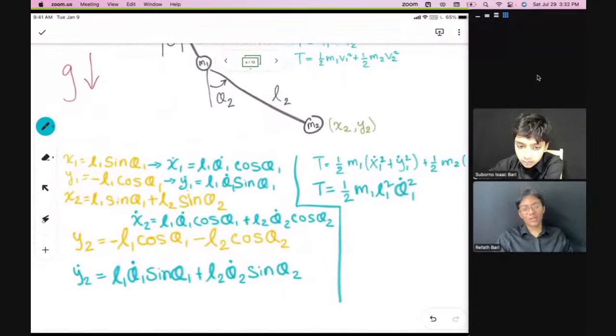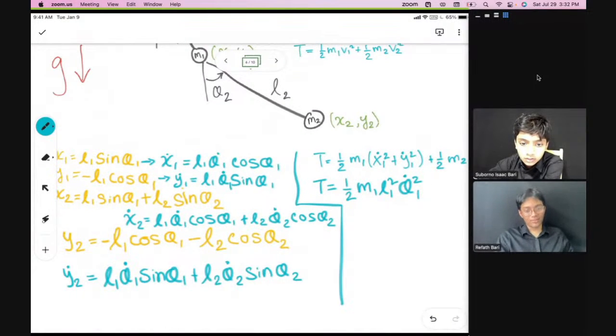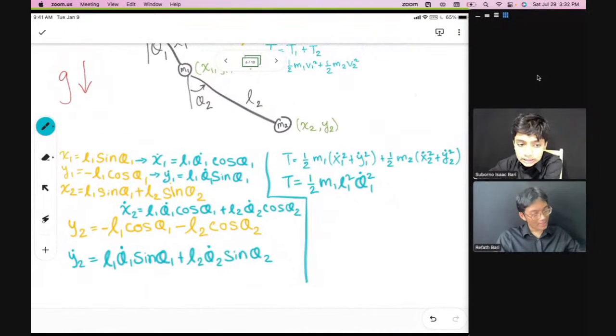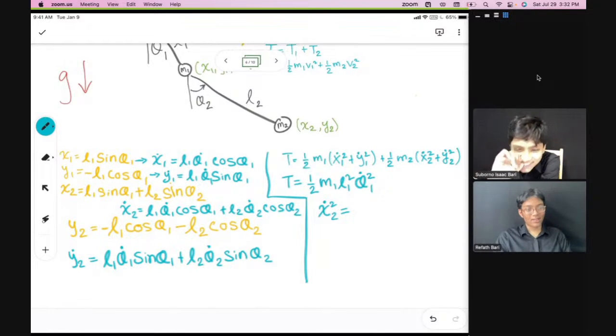Now we've got to go to the little bit hard part, which is squaring x2 dot and y2 dot. So we've already got our guest praying for mercy, but of course that's not going to work out.